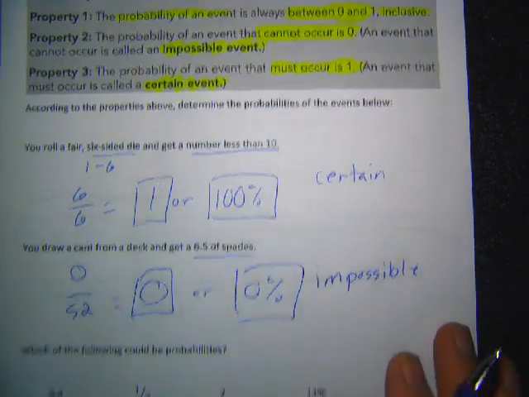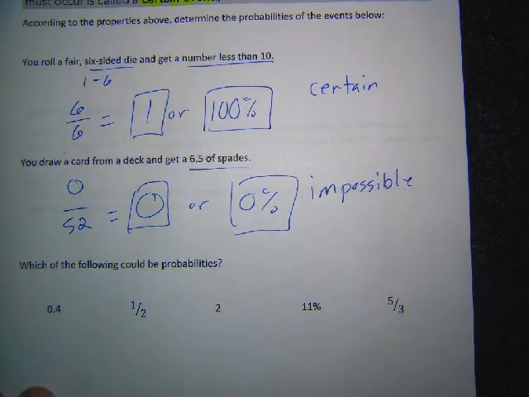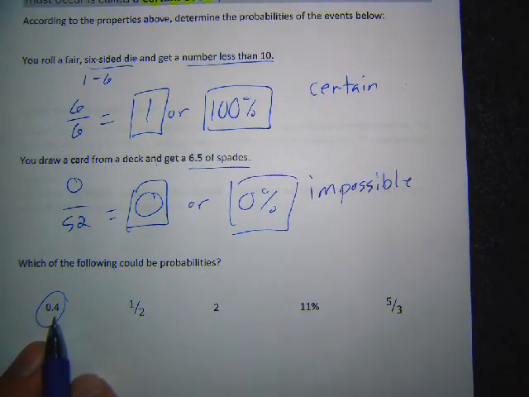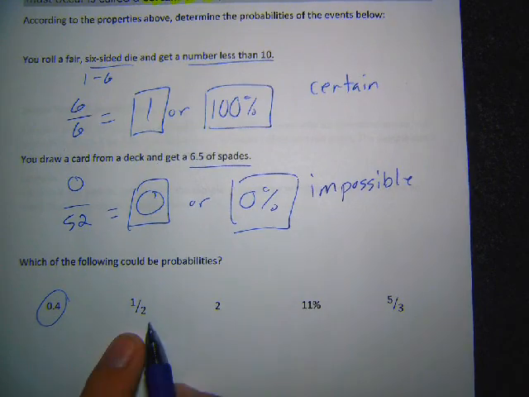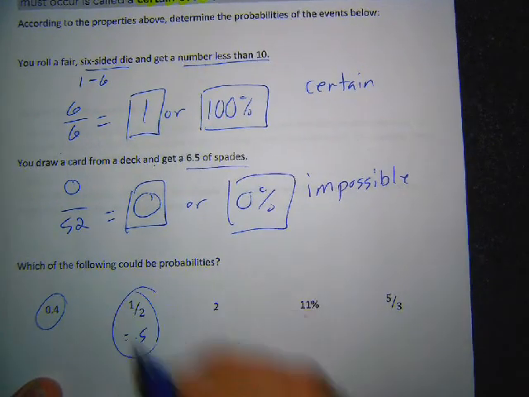It's impossible. Now, like we said, all probabilities have to be between 0 and 1. Maybe it could be 0, maybe it could be 1, but that's the rule. So which ones could be probabilities? If I give you these numbers, which ones could be? Well, 0.4, that's fine, right? Because 0.4 is between 0 and 1. It's bigger than 0, less than 1. 1/2, definitely. That's the same as 0.5, and that's fine, so that works.